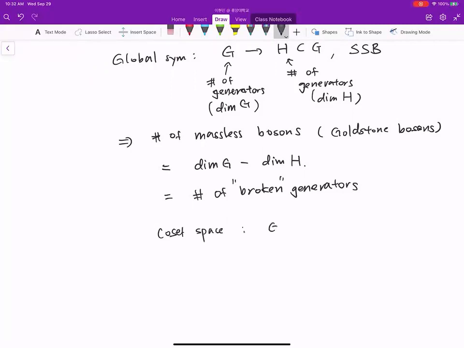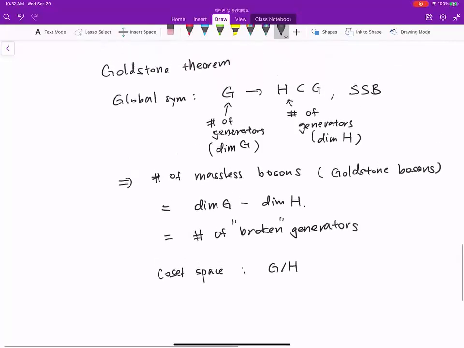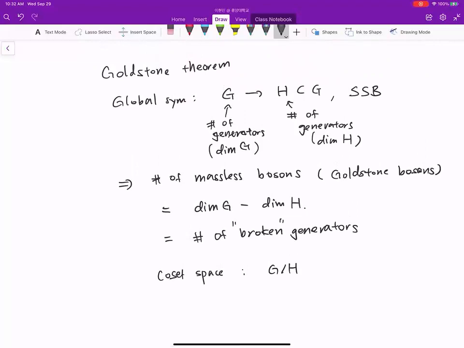So the coset space is G over H, and the number of parameters to describe this kind of internal space is the number of broken generators, so the number of massless bosons. So this is necessary. Of course, this Goldstone theorem requires the vacuum to be Lorentz invariant. So Lorentz invariance is required. Otherwise, this Goldstone theorem does not apply.